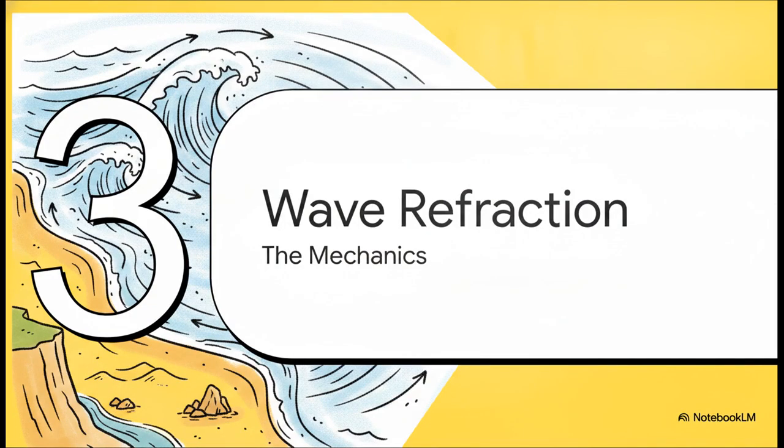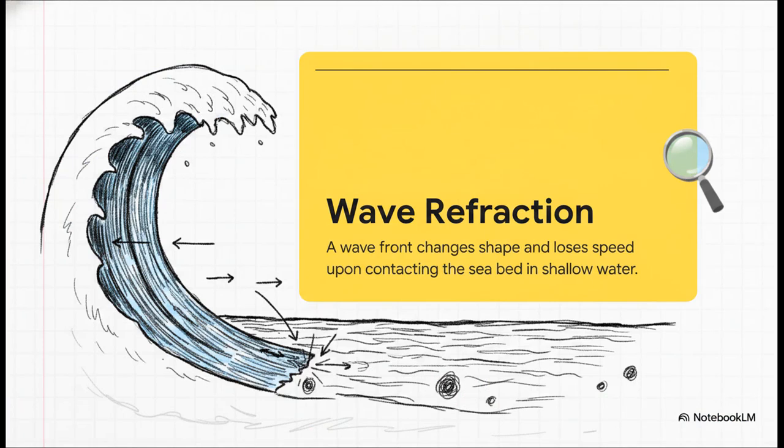Section 3. The mechanics of wave refraction. Let's see how this builds into the essay question that absolutely separates the A students from the B students. Let's carefully unpack this definition. Wave refraction is the process where a wave front changes its physical shape and loses speed. The primary trigger here is depth, specifically coming into contact with the shallow seabed. The friction with the bottom literally steals the wave's speed and forces it to distort.